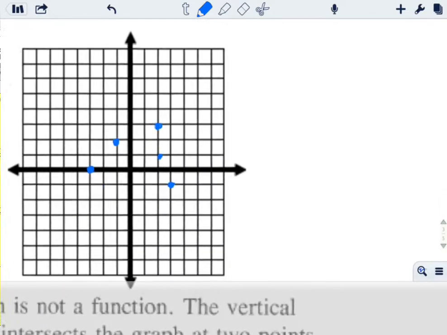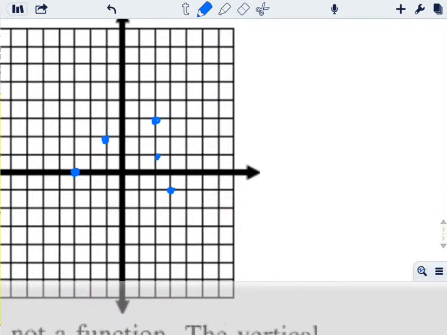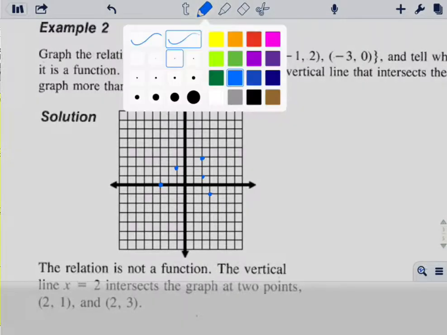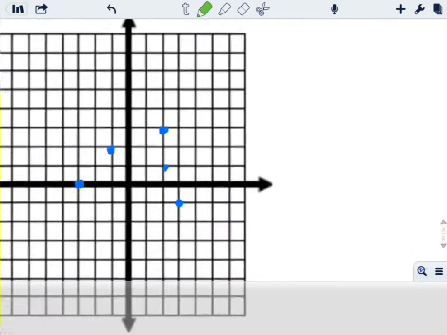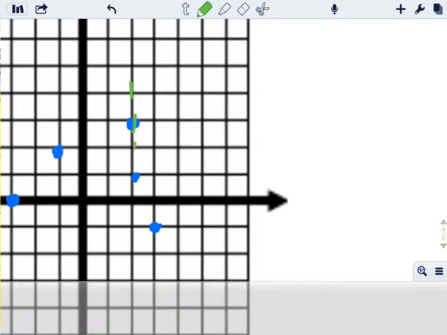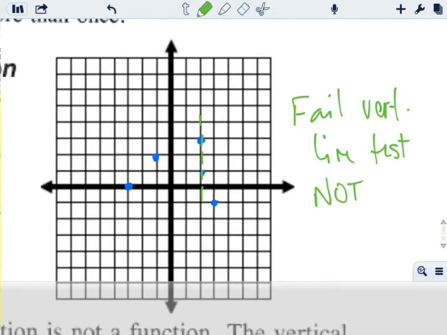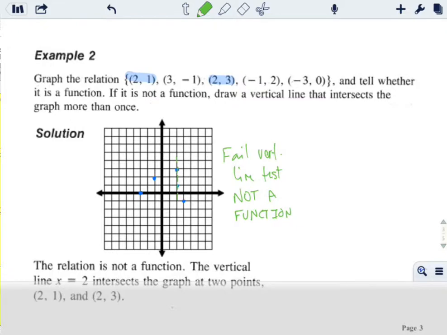Okay, is it a function? Do we have points stacked on top of each other? We do. (2, 1) and (2, 3). This gives me an issue right here. We fail the vertical line test. If we fail the vertical line test, that means it is not a function.